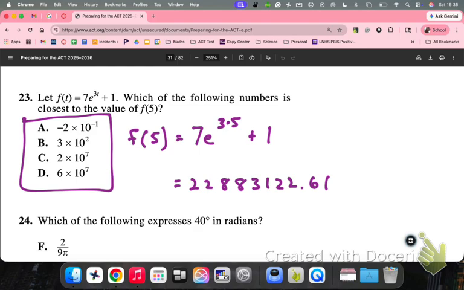So now the next thing we need to do is remember how to use scientific notation. Notice all these solutions, A through D, are written in scientific notation. They're all times 10 raised to some power, every single one of them. So what we're going to do is take this decimal point and just move it to the left until we get to just one number to the left of the decimal point. So I'm going to stop now.